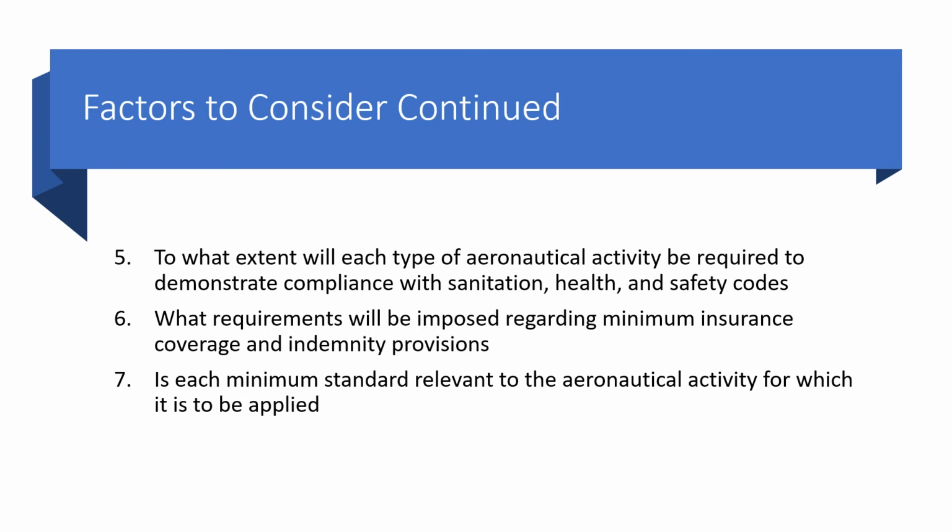Each minimum standard is relevant to the aeronautical activity for which it is to be applied. This kind of goes with each airport having its own type of standards based on the type of operation. So you don't want to make standards that are unattainable for, say, agricultural based aviation operations at a major hub airport. They're not going to be able to comply with guidelines set forth for airlines at a large hub airport.